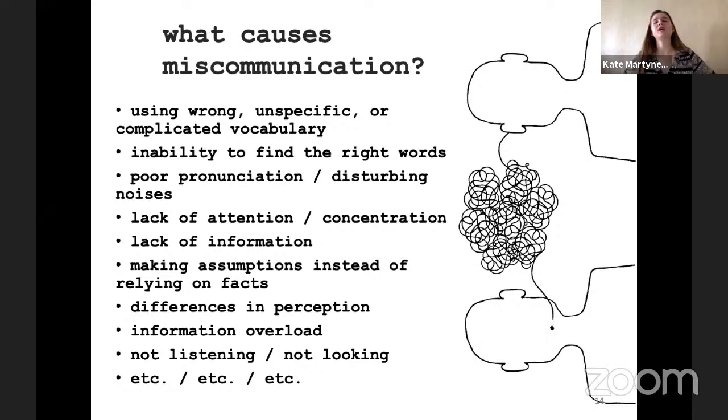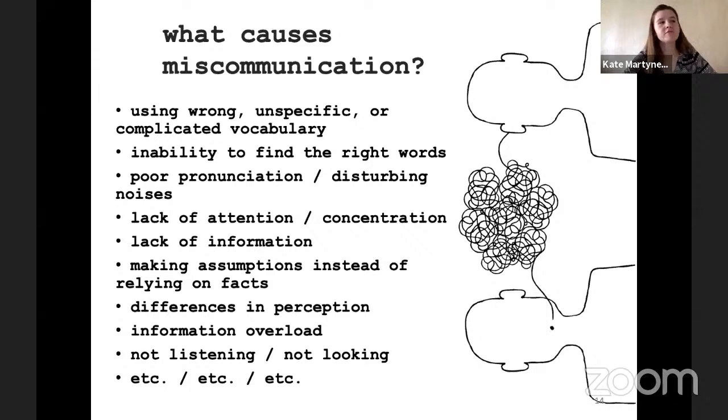While you're writing, we are going to come to the causes of miscommunication. So there is a list of causes. Let's talk about them. What the first point is: using wrong, unspecific, or complicated vocabulary. We need to understand who we are talking to.